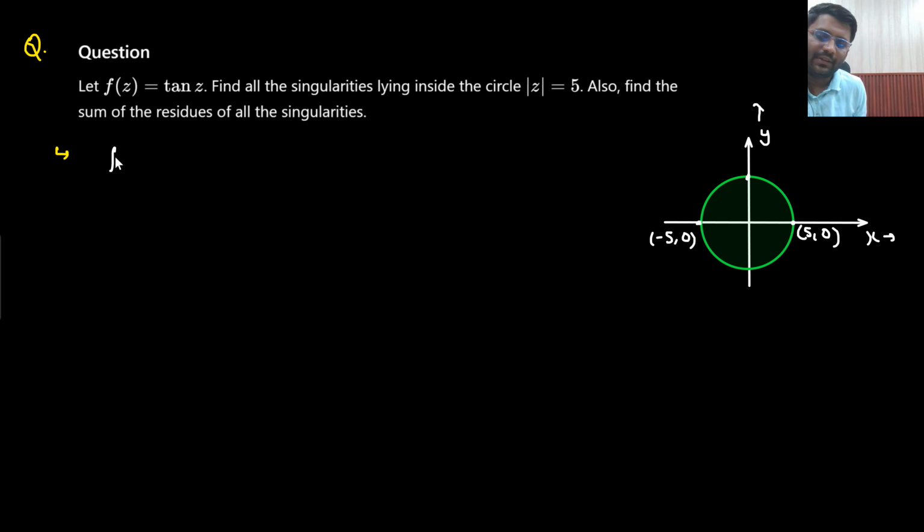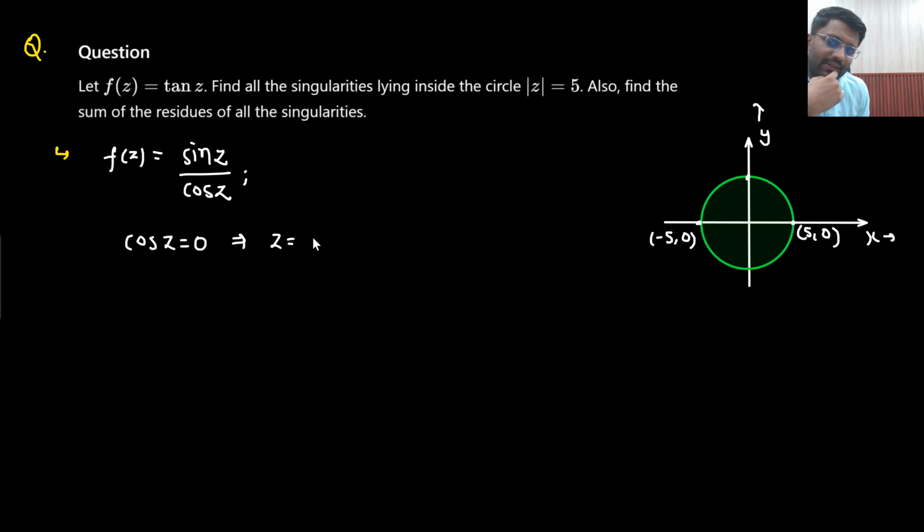Now f of z is nothing but, sir, tan z, which is sin z by cos z. Where will you have the problem? You will have the problem when your cos z is 0. And cos z will be 0 at z equals plus minus pi by 2, z equals plus minus 3 pi by 2, z equals plus minus 5 pi by 2, z equals plus minus 7 pi by 2 and so on.